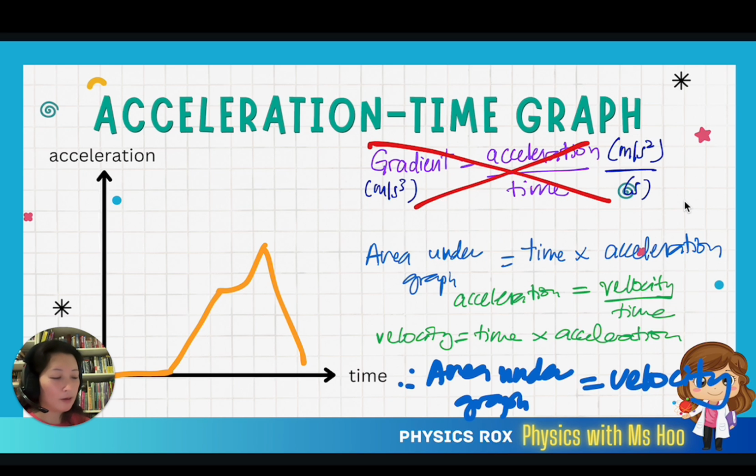And to just double check, again, we can use the units. Time is seconds, acceleration is meters per second squared. So seconds times meters per second squared, you cut one of the seconds off, you get meters per second, which is velocity. So the area under the graph for an acceleration time graph gives us the velocity.